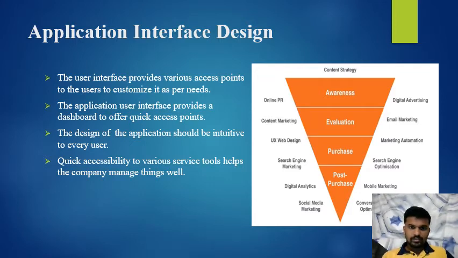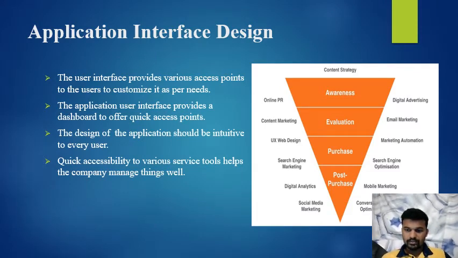And the application user interface provides a dashboard to offer quick access points. The dashboard should contain the quick access points, so while using them, the user can go to a particular page easily from the home page. So it gives easier access to all the pages in the app, rather than having to go and search for a particular page. If it's available on the home page, it is much easier. So while creating an app, we should focus on all these things. Everything we should try to adjust on the home page if possible, like quick access points. If it's there, it will be helpful for the users.